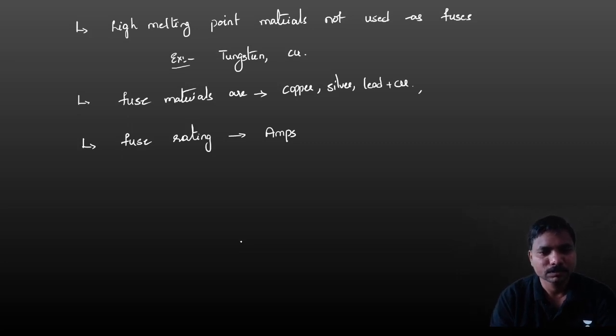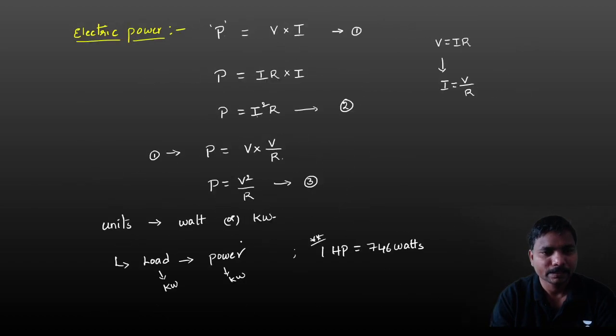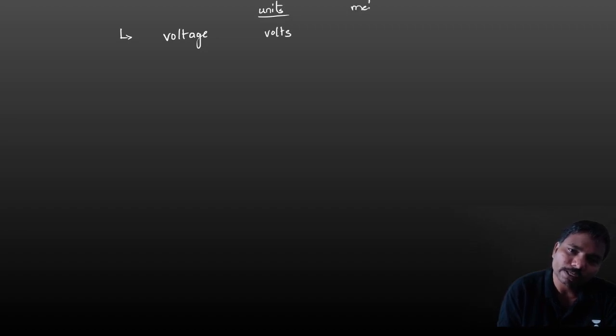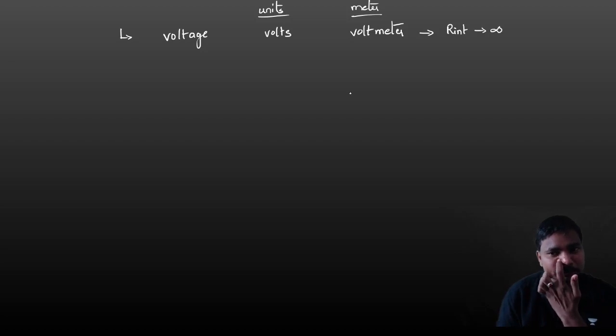After this, we have discussed electrical energy, heat, and electric power. It's very good. Now we have to take some meters. Let us take the voltage, and its units are volts, and the meter used to measure it is the voltmeter. Its important property is that its internal resistance is infinite, in the ideal case.